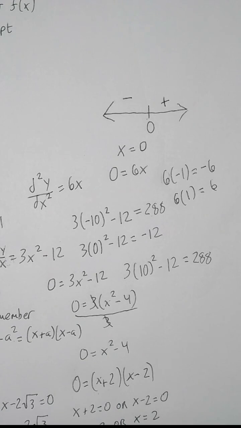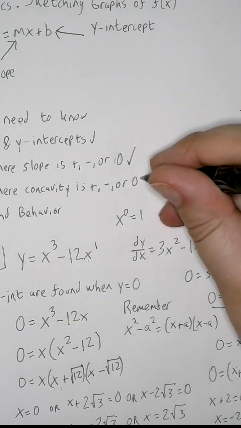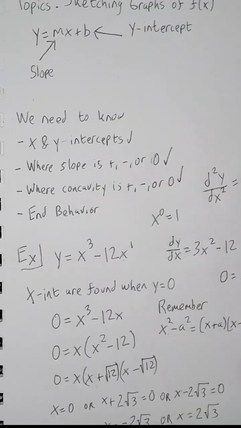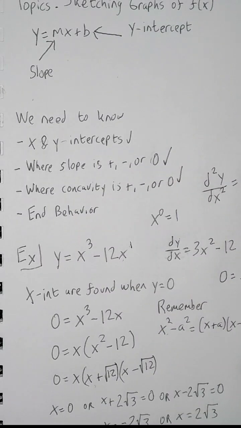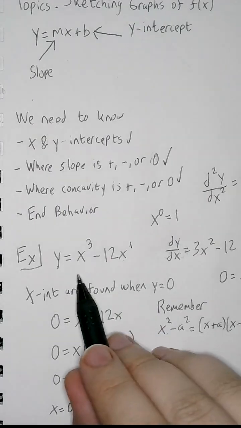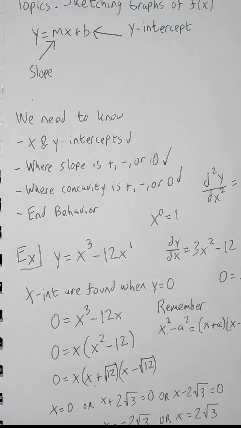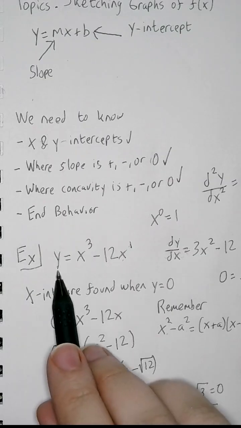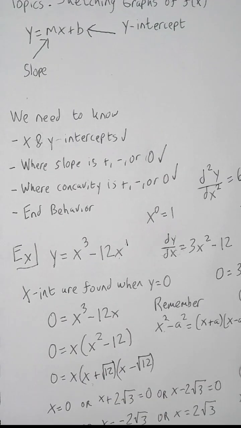So that is going to be what we have to keep in mind. So now we can check that off. And finally, we have to look at the end behavior of our function. So what does that mean? Well, that means that as x goes to positive or negative infinity, what is y doing? So let's figure that out.